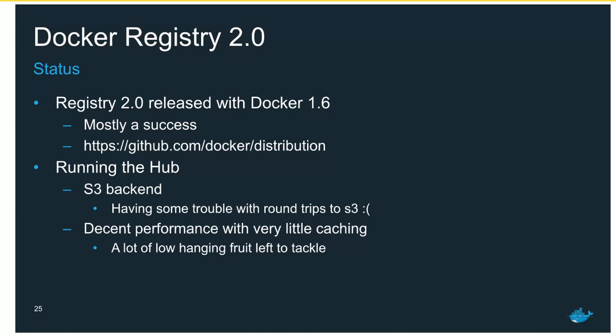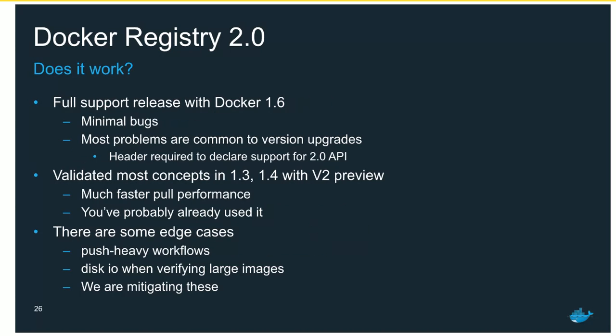So with Registry V2, if you're using it now, just continuing with the upgrade path, it's just going to get faster and faster. We have full support for V2 with Docker 1.6. We have minimal bugs, and most of the problems seem to be around common version upgrades. There's a header that can make auth support a little bit tricky when running through a proxy if you're looking to do basic auth. Most of the concepts were validated in 1.3 and 1.4 with the V2 preview. So you've probably already seen much faster pull performance with official images on the hub.